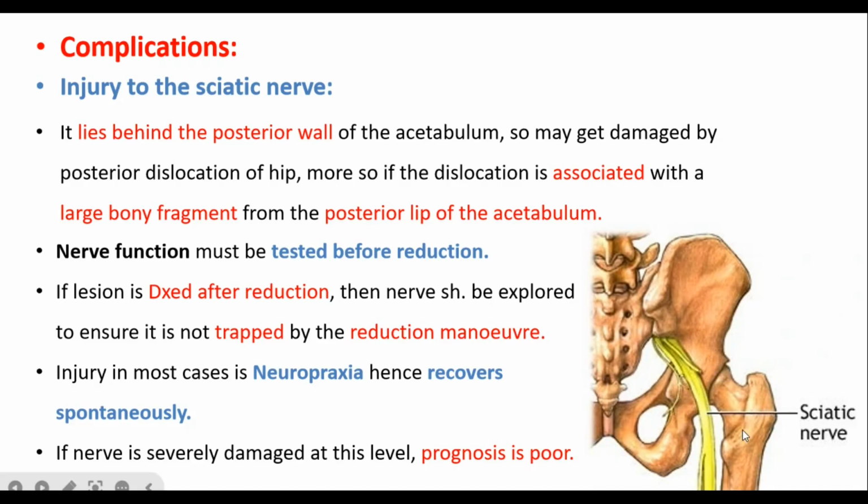So whenever we perform reduction of this joint, nerve function must be tested before reduction, because it is usually during the reduction that the nerves get compressed. And if the lesion is diagnosed, then the nerve should be explored to make sure that it is not trapped by the reduction maneuver, as I have already mentioned. Now, injury in most of the cases to the sciatic nerve is neuropraxia, and hence recovery is usually spontaneous. But in case the nerve injury is severe at this level, then the prognosis is usually poor.